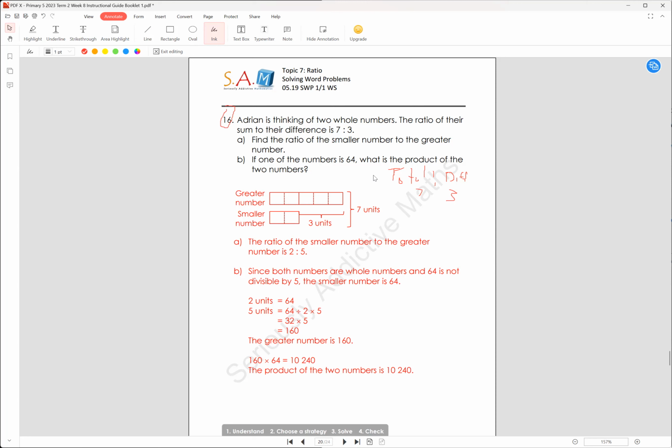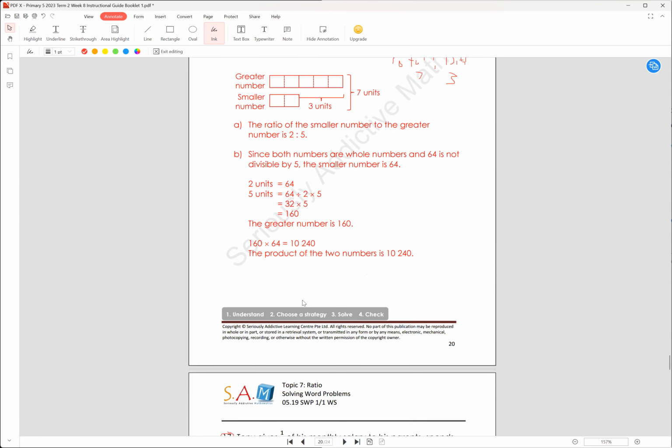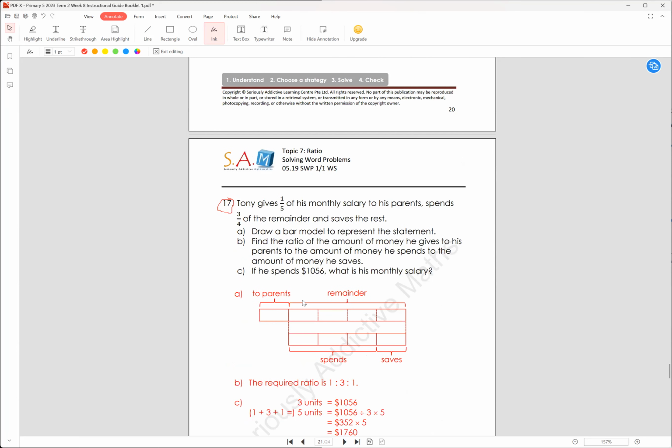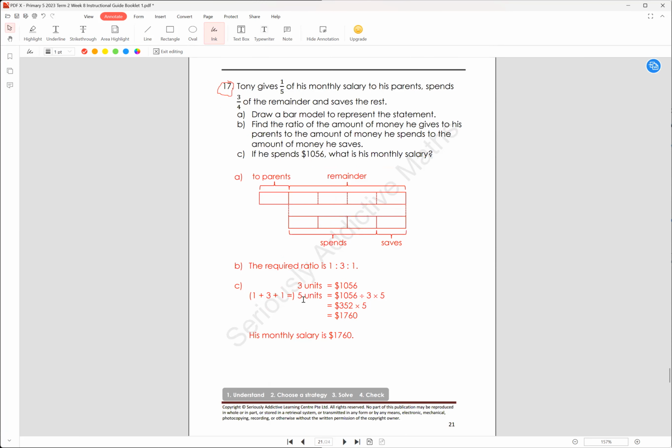So if one of the numbers is 64, what's the product of the two numbers? Okay, so since both numbers are whole numbers and 64 is not divisible by 5, the smaller number should be 64. Okay, so yeah, teach them this way. And then let's see. Yeah, 17. Get them to draw.